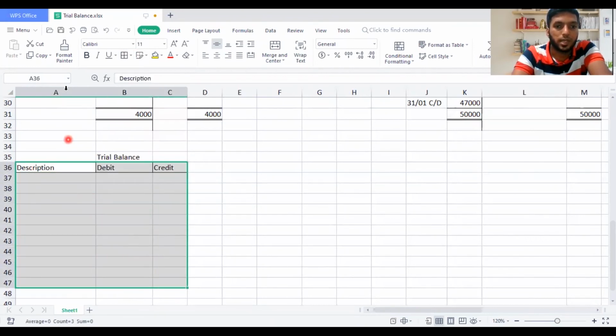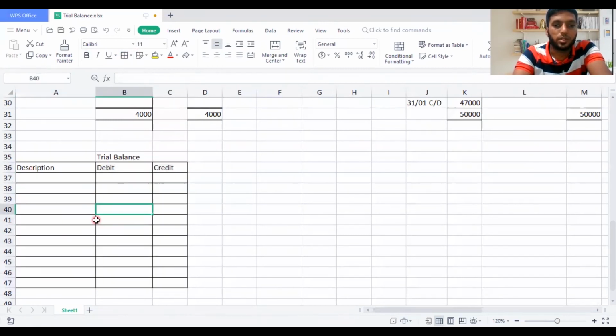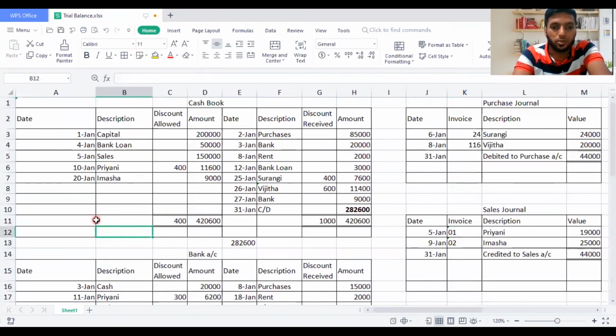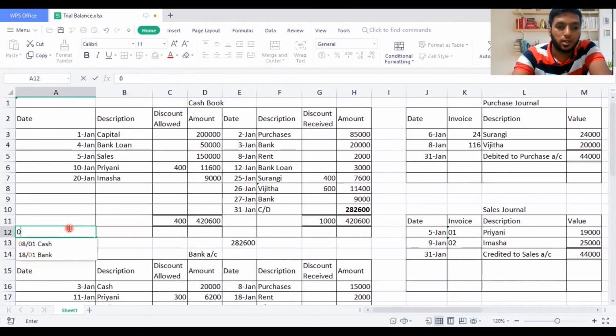So I'm going to put all the carried down balances into this. What you need to understand is, some students, even in examinations, bring this carried down balance for the next month as February 1st, and then consider it as brought forward.